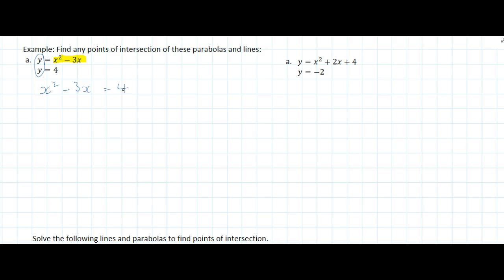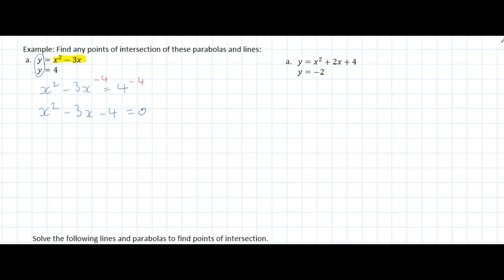Now we need to find a way to solve for x. We can't just solve this for x, it's a quadratic, so we need to use our quadratic solving tools, which would be the null factor law. So let's make this equal to 0 by taking 4 away from both sides and getting our resulting quadratic.